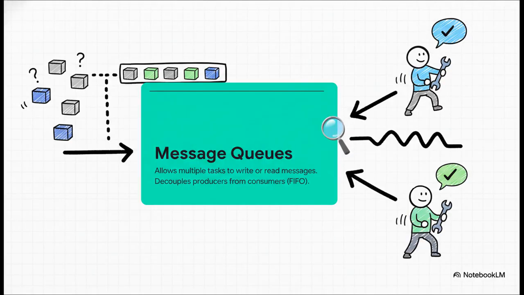Next up, message queues. This is like a shared to-do list for your whole team. New tasks get added to the list, and any worker who's free can just grab the next one in line. The key word here is decouples. The person creating the tasks has no idea which worker will do the job, they just toss it onto the queue. This is incredibly powerful for building systems that are flexible and can scale up easily.